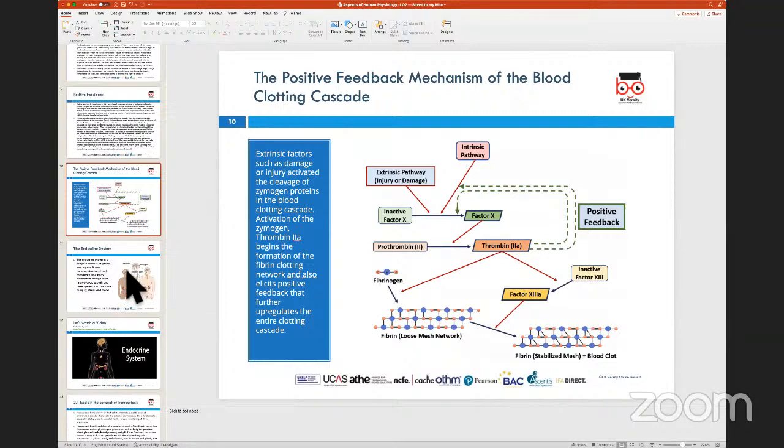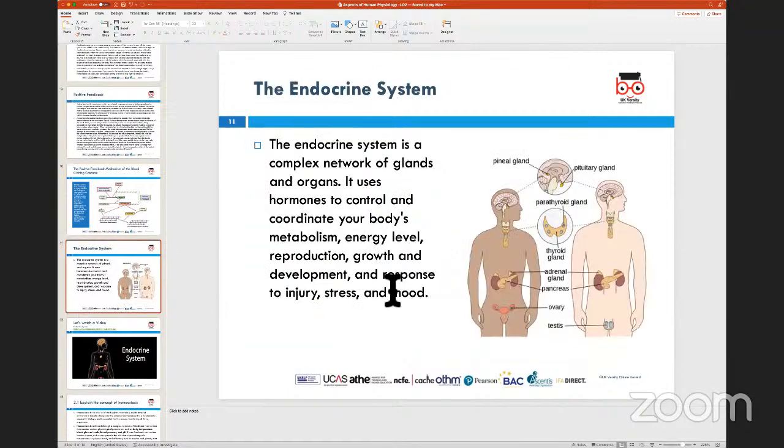Okay, good stuff. Now, going back to the endocrine system and what is the role of the endocrine system in maintaining the homeostatic process. So in a nutshell, these are the various different types of glands that make up the endocrine system. So the pineal gland, the pituitary, the parathyroid, the adrenal glands, the pancreas, and then reproductive glands, which are ovaries and testes in the case of females and males.